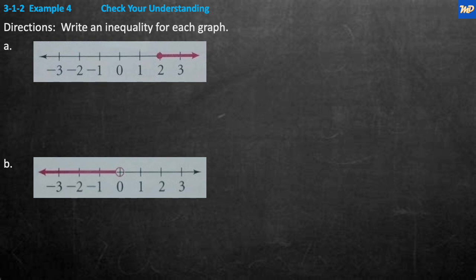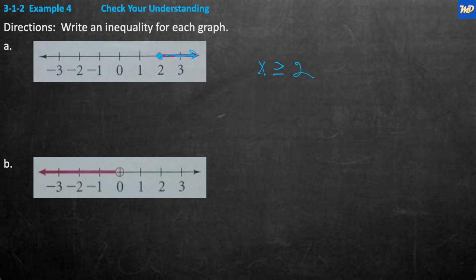Problems A and B. So A has a graph with a dot on 2. That means we're going to include it. Whether it's greater than or less than, we haven't decided yet, but it's certainly going to have a line underneath. It's equal to the 2. So we're going to say x. Is x greater than 2 or less than 2? It's greater than. So we can say here that x is greater than or equal to 2. It's greater than here, and it's also equal right there.